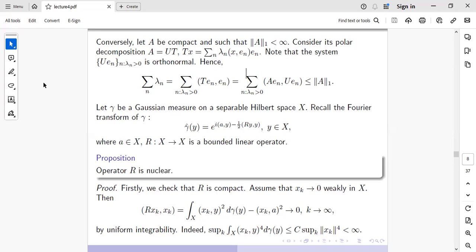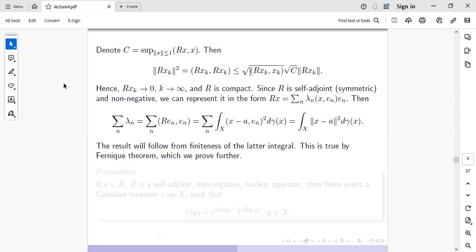Okay, and in fact, the norm of Rxk can be estimated by the product Rxk xk. This is because R is non-negative, so we have a Cauchy inequality. So this is less or equal than the square root of Rxk xk times R of Rxk, Rxk.